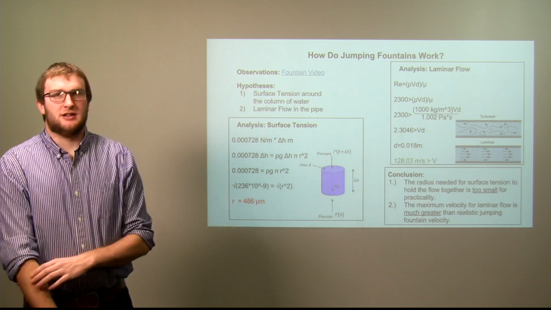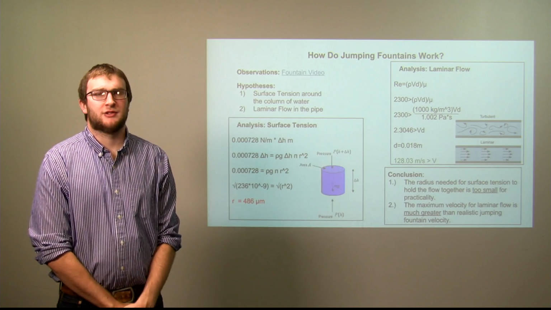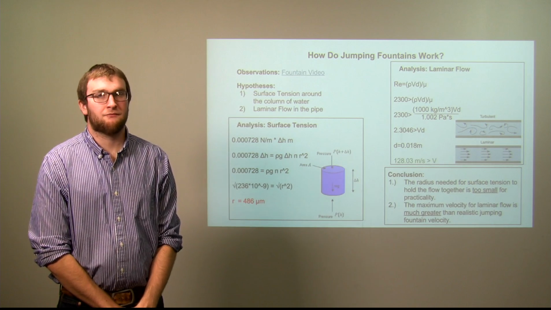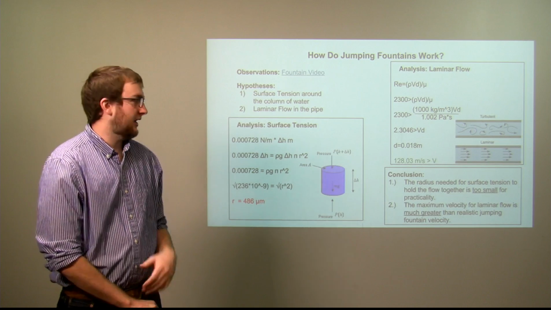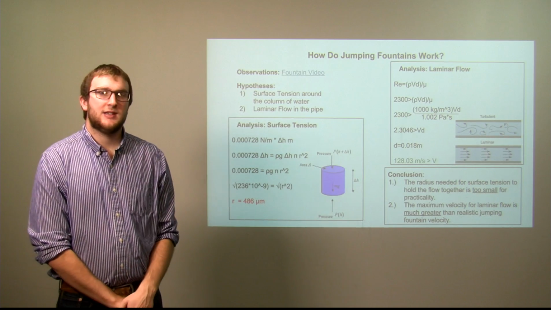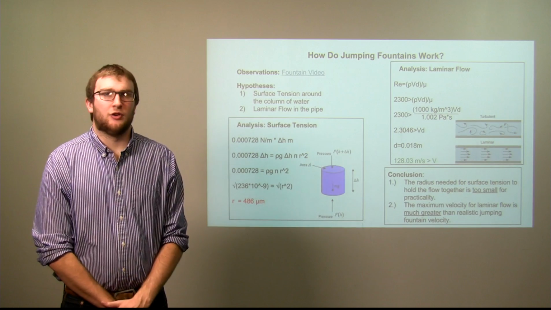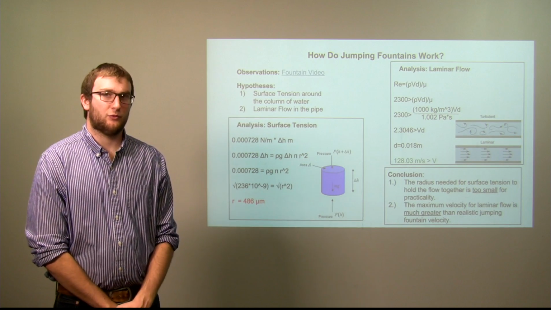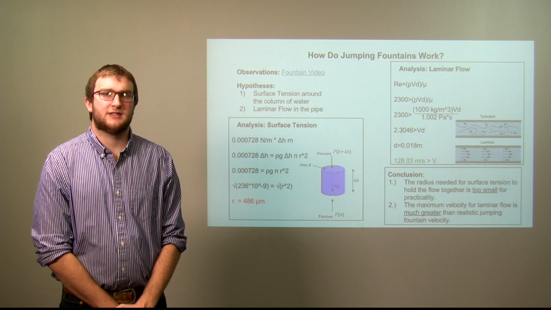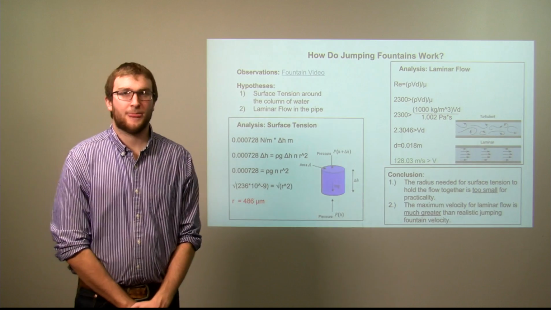So to perform these calculations, we first looked at surface tension. We found the surface tension characteristic of water to be 7.28 times 10 to the negative fourth newtons per meter. We multiplied this by delta H, the arbitrary height of a column of water. We set this equal to the weight force, mg, or in this case, rho g times the volume, delta H pi r squared. We wanted to solve for r, the radius of a jumping fountain that would allow for surface tension to keep a column of water in its columnar shape.